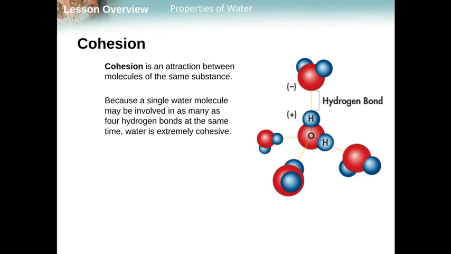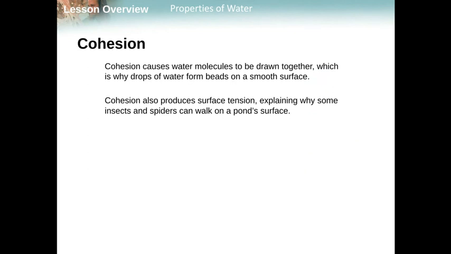Now, let's talk about cohesion. Cohesion is an attractive force between molecules of the same substance. So when you look at a pure substance like pure carbon, like you would find in a diamond, or within water, when we have a water molecule sticking to another water molecule, we call that cohesion. Cohesion causes the water molecules to be drawn together, which is why water droplets will form beads on a smooth surface. It also produces that surface tension I was talking about, why you have to break that surface tension of water, and that's what makes your stomach burn when you do that belly flop, or what even allows some small insects to walk on a pond's surface.